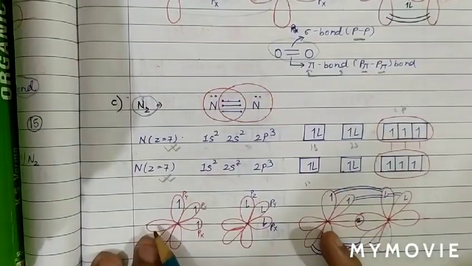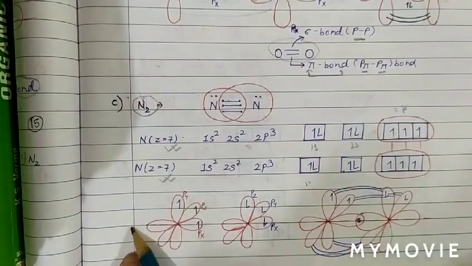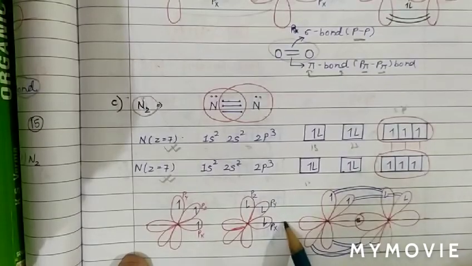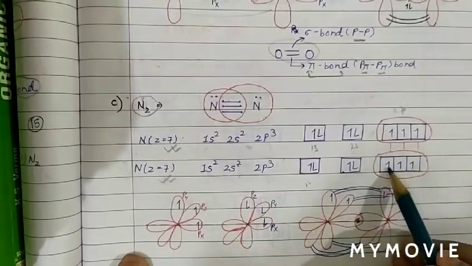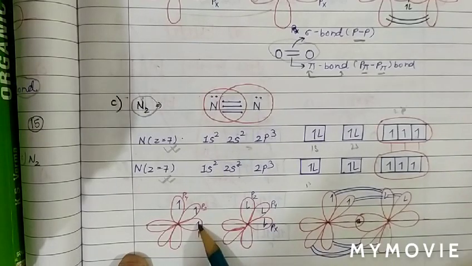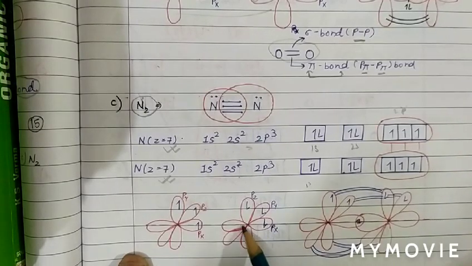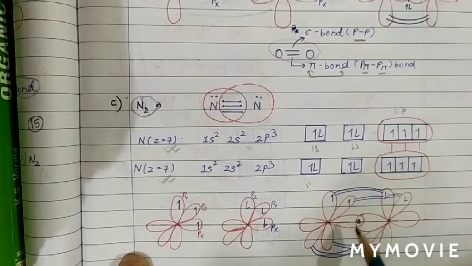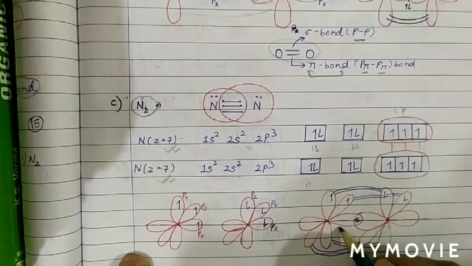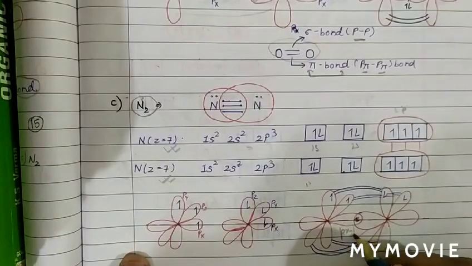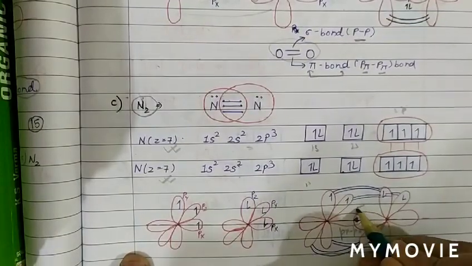If we consider the x-axis to be the internuclear axis, one of the orbitals, px, undergoes overlapping with another px, and on overlapping of px and px there is formation of a sigma bond.